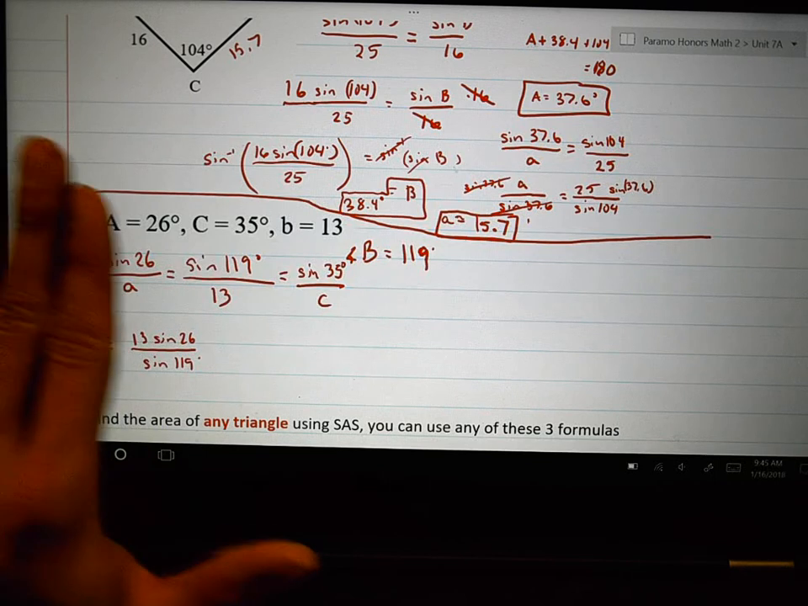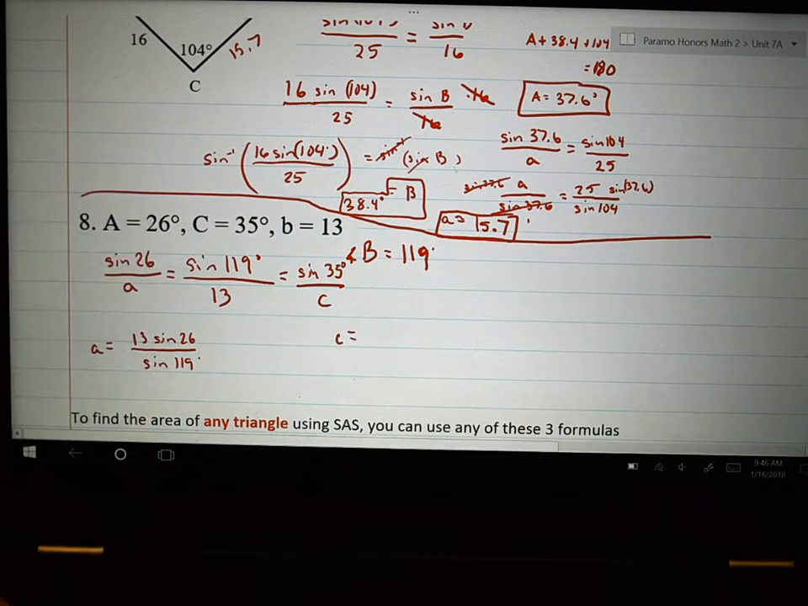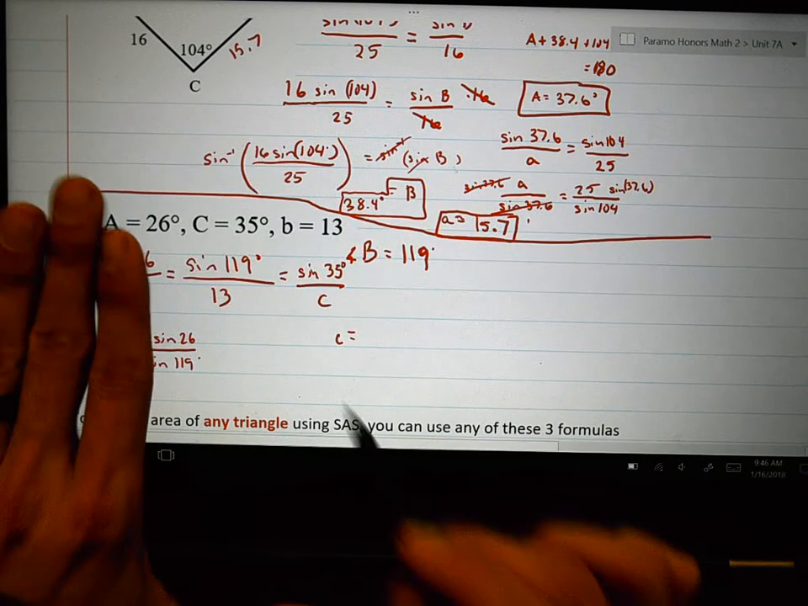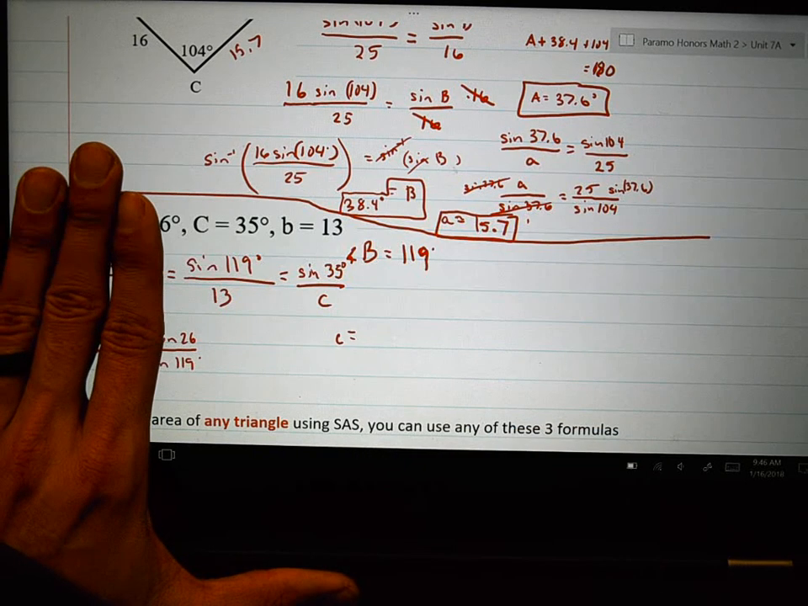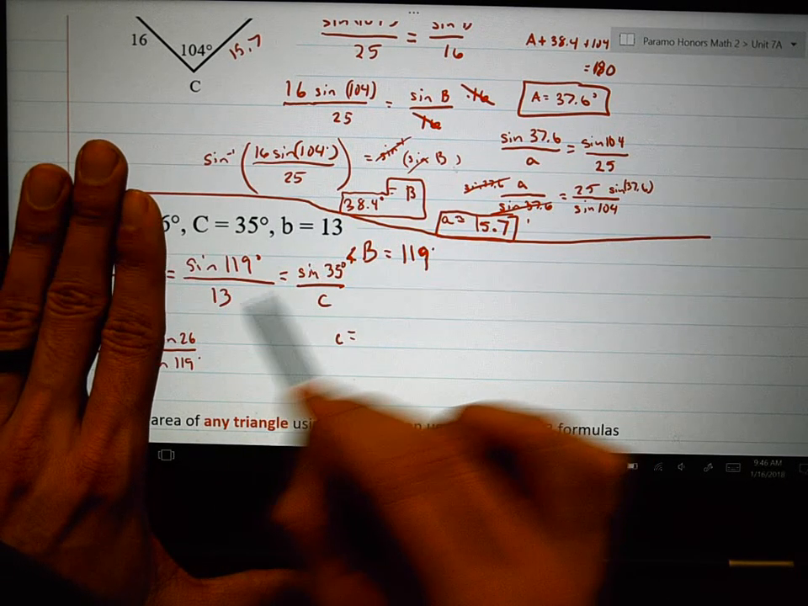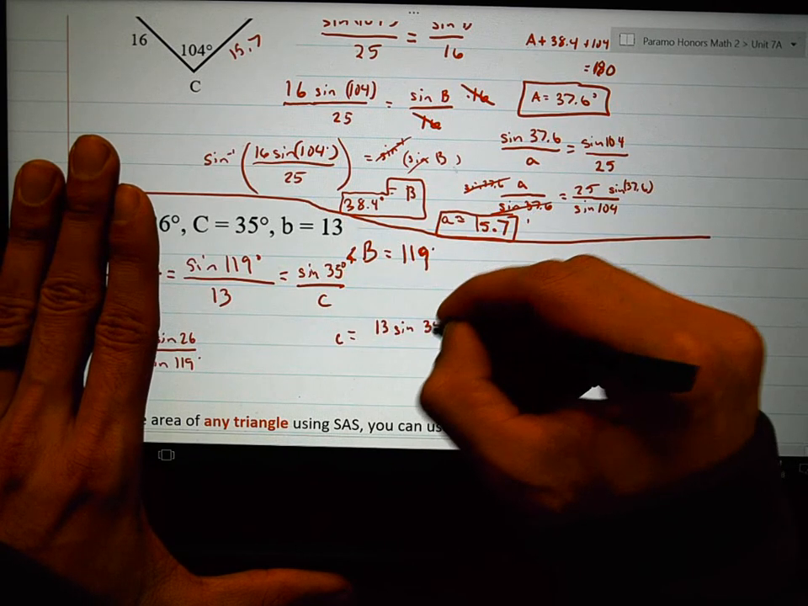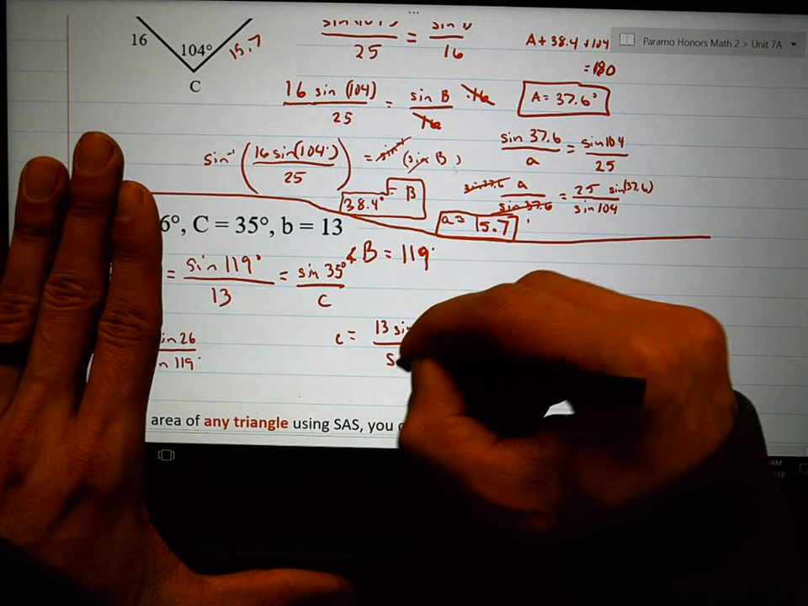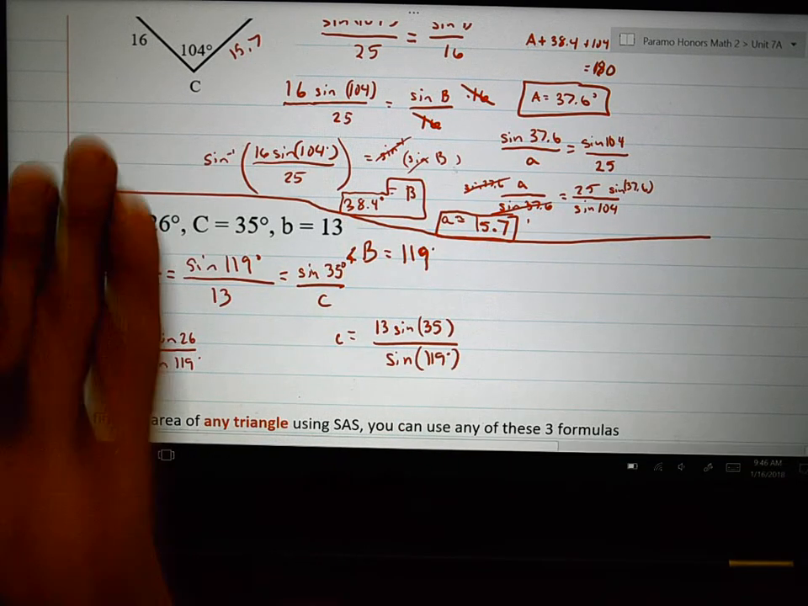How am I going to find little c? I'm going to do my math over here. I'm going to cover up the a values. I'm going to use the known and the unknown. I have one unknown over here. I'm going to use these values over here. Cross multiply. 13 sine of 35 degrees divided by sine of 119.